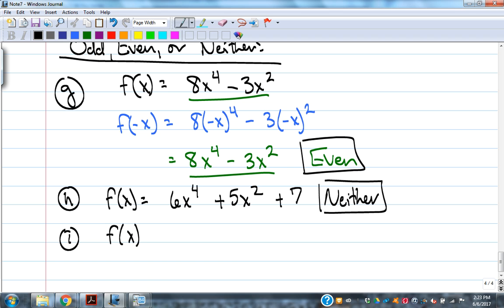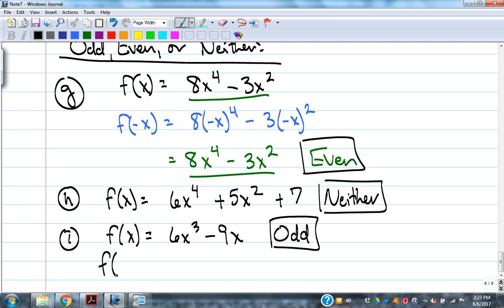Let's say we had this function, 6x to the third minus 9x. What's the exponent or the degree of each term? What's the degree of this first term? 3. The degree of the second term is 1. Both of those degrees are odd, so that means it's an odd function.